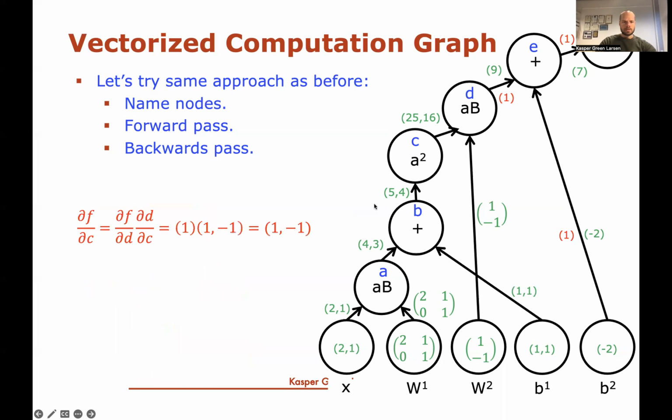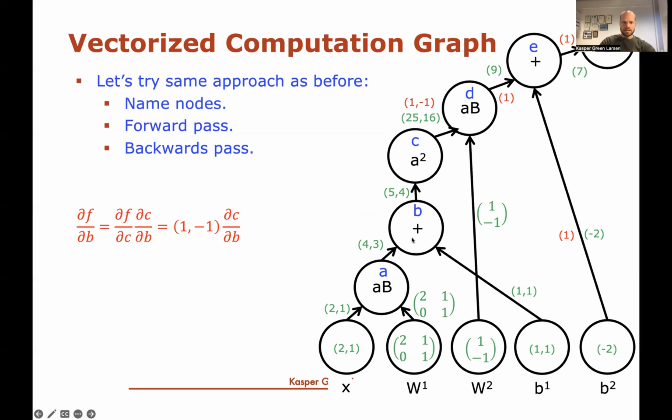Back to the chain rule, right? We take what we got in the output, which is the entry that's just the 1, and we multiply it with the 1, -1 vector, and this gives us just the 1, -1. So this is the partial derivative of f with respect to c. Okay, now let's continue down, right?